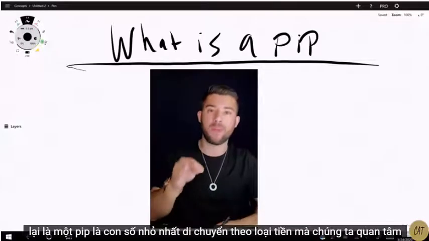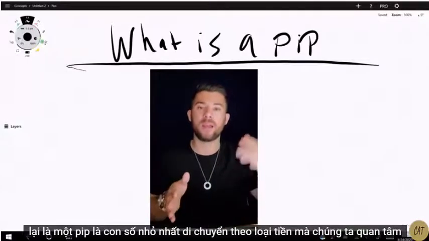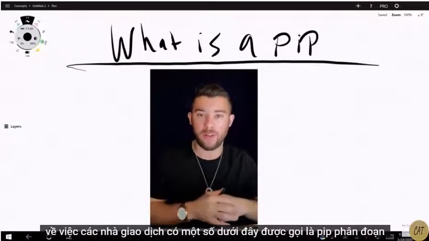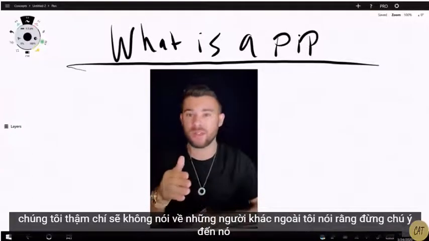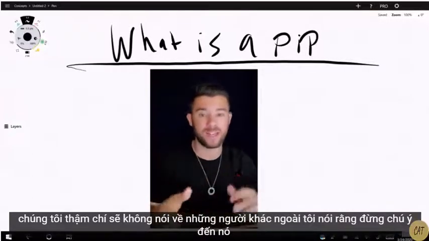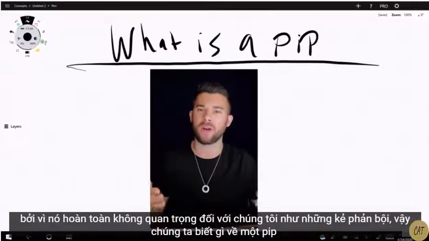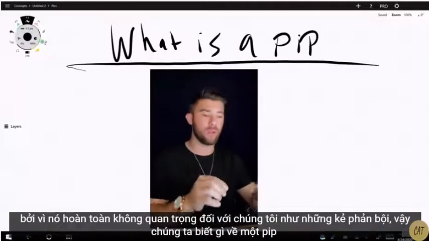Again, a pip is the smallest number that moves in a currency that we care about as traders. There's one number below this called a fractional pip that we're not even going to talk about, other than me saying don't pay attention to it, because it does not matter at all to us as traders. So what is a pip?